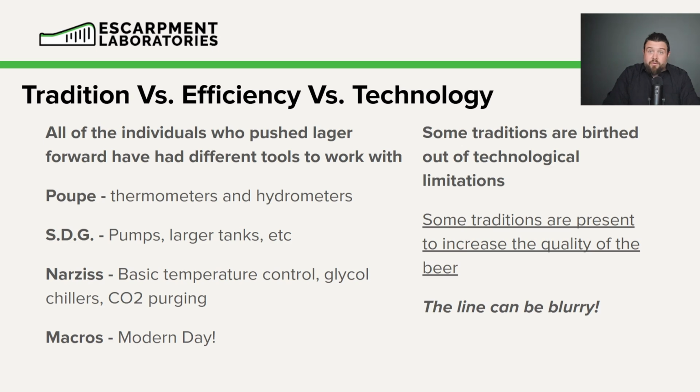So we've covered a lot. We've covered a bunch of different individuals. And I think it's important for us to understand just the landscape we're working in. From the very beginning, Pupe pushed for thermometers and hydrometers to be used. Basic stuff from today's standpoint.